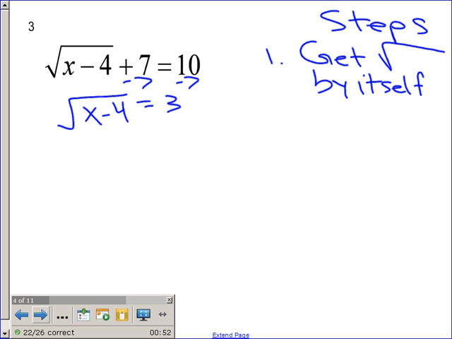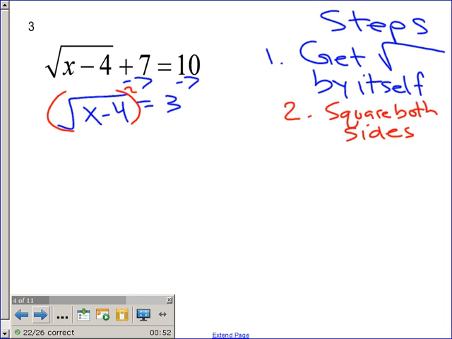The second step is the same thing we did on the previous two. Square both sides. And we square it because in this particular problem we were getting the square root. So that's the second step. We square both sides, and we get x minus 4 equals 9, because 3 squared is 9.